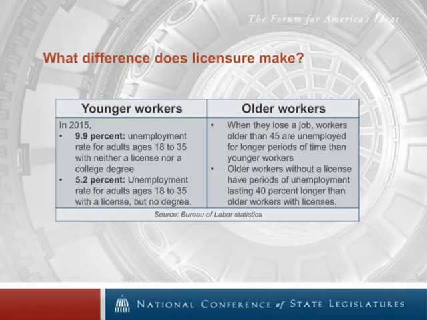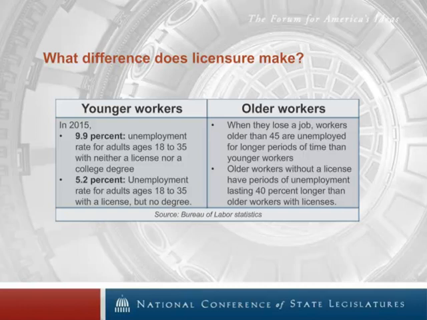When looking at older workers, when they lose a job, workers who are older than 45 are unemployed for longer periods of time than the younger workers we were just talking about. On top of that, those without a license have periods of unemployment lasting 40% longer than older workers with licenses. So what this data is telling us is that younger workers with occupational licenses are less likely to be unemployed, and older workers who have been dislocated and have an occupational license are going to find themselves in a shorter period of unemployment than if they don't.